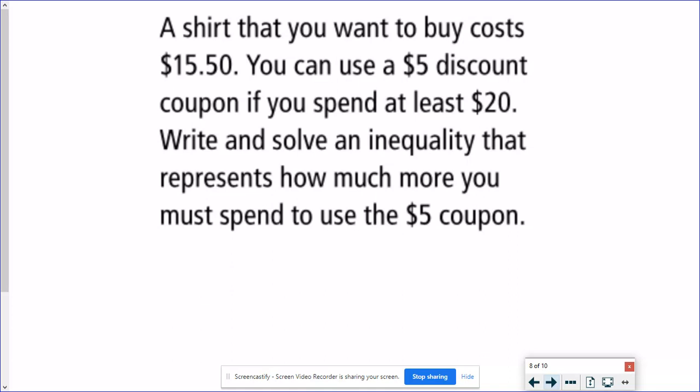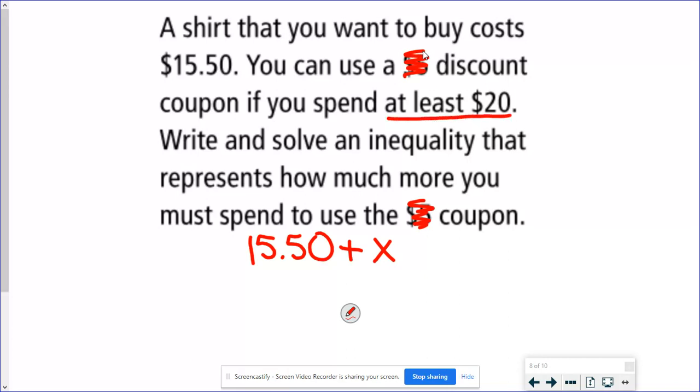And again, I know that you can do this in your head, but we're practicing writing the inequalities. And I'll tell you, the $5 discount, please don't try to use that in your problem. The $5 is not going to go into our inequality. You are spending $15.50 on this shirt that you love and you have to have. You want to spend some more money so that you can get to be at least $20. Right? If you can use a $5 coupon and you spent $20, well, that brings it down to $15. That means you get your shirt for less than the price and you get some more stuff.